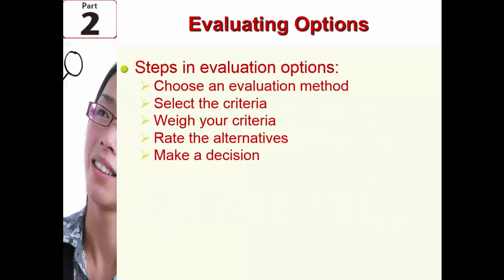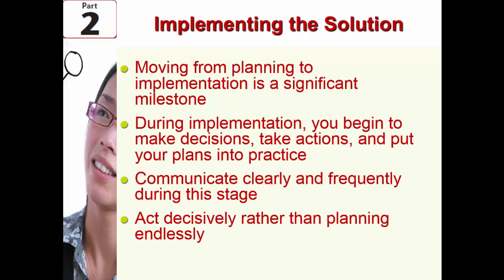So, in evaluating the options, we want to choose an evaluation method. Are you going to keep track of the number of clients that have requested a flight from our travel agency? Are you going to keep track of the number of problems that the implementation team has encountered as they move their system to production? What kind of things are you going to keep track of? These all have to do with selecting the criteria. What kind of weight is the different criteria going to be given? You're going to rate your alternatives, and finally, making a decision.